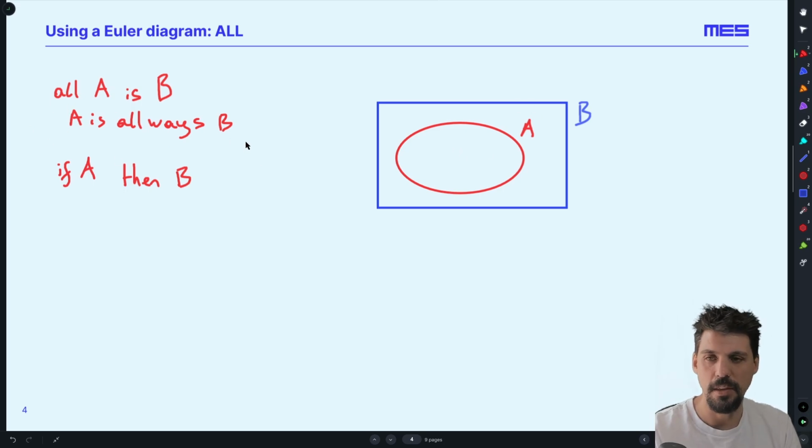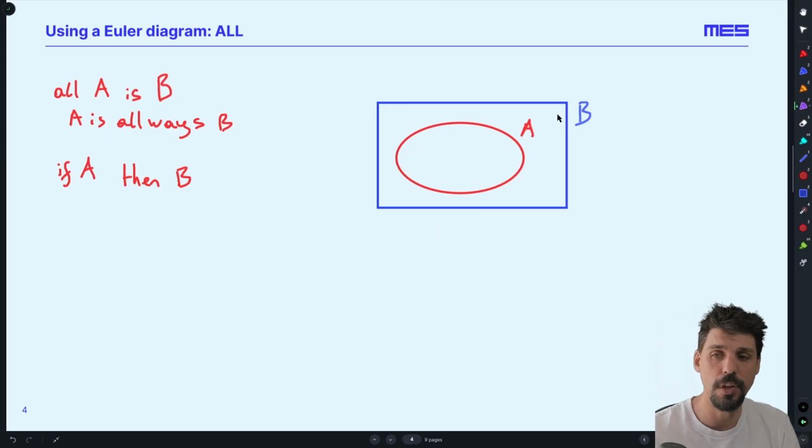A is always B. Now, what we'll notice here is this is not the same thing. You'll notice on my diagram. So what does the diagram help me see? It does help me see that there are some B's that aren't in A. Or there could be some B's not in A. I don't know. If I don't know, I have to assume it is possible. All right, I have to assume it is possible.